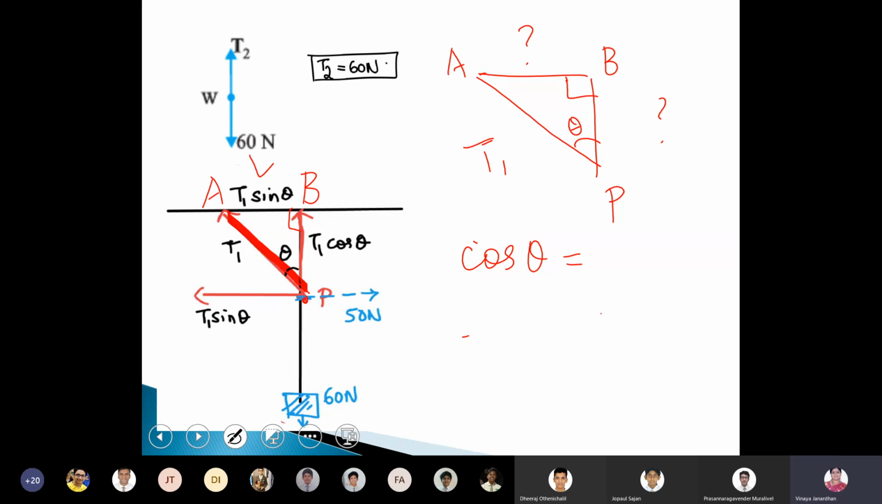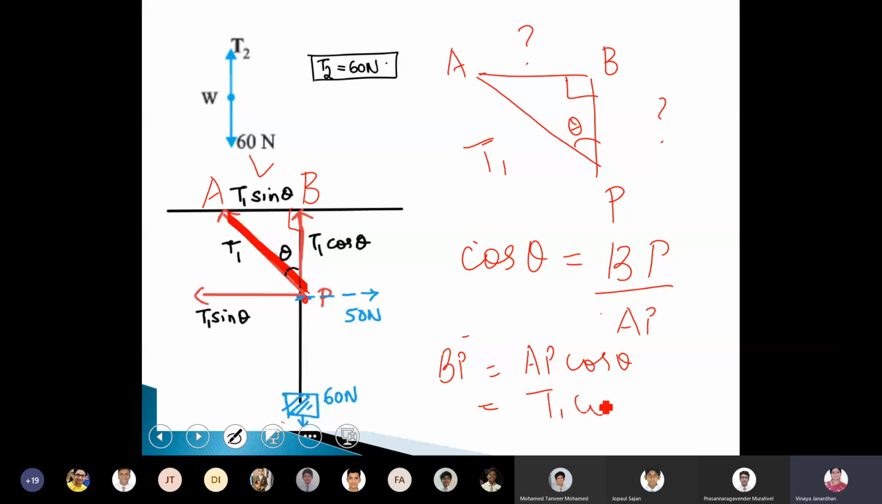Ayan and Jopal. Now, what is the question again? Find the value of cos theta. Cos theta will be BP, the adjacent side, divided by AP. Or I can write BP is equal to AP cos theta. AP is T1. So BP is equal to T1 cos theta. That's what Ayan replied. Oh, okay, fine. So BP is T1 cos theta.